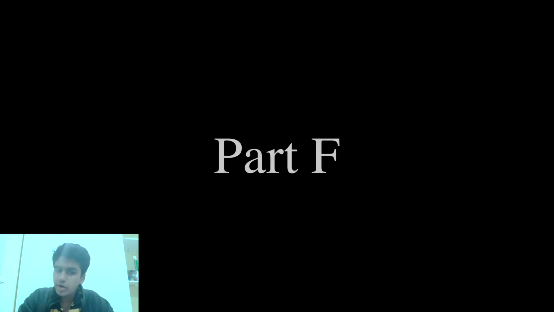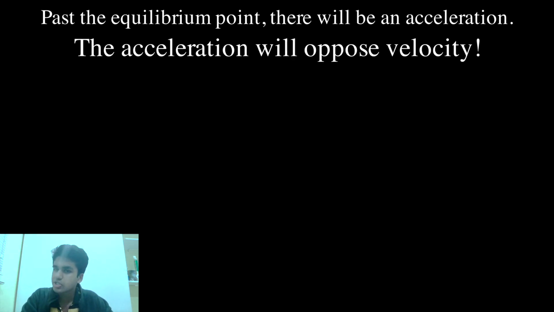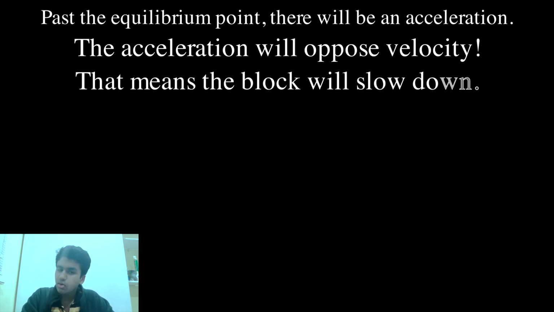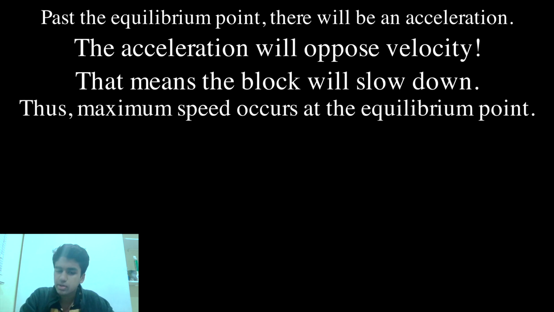Now for part F, we want to confirm that the maximum velocity occurs at the equilibrium point. Well, past the equilibrium point, there will always be an acceleration that will oppose the direction of velocity. And that means when it moves above or below the equilibrium point, the velocity will decrease, the block will slow down. And that means the maximum velocity occurs at the equilibrium point.